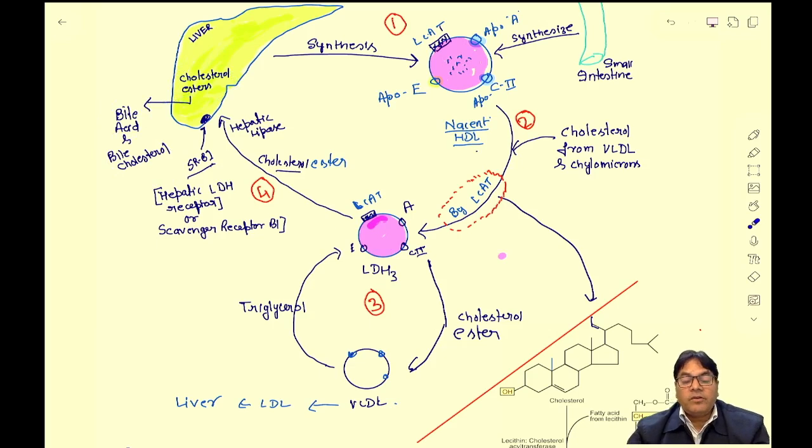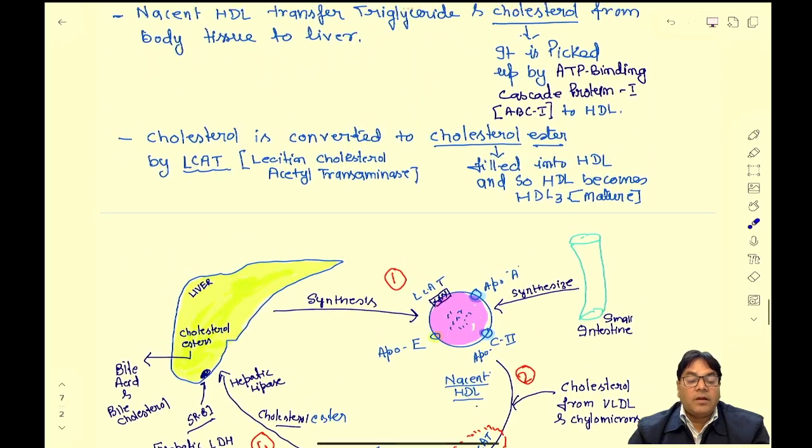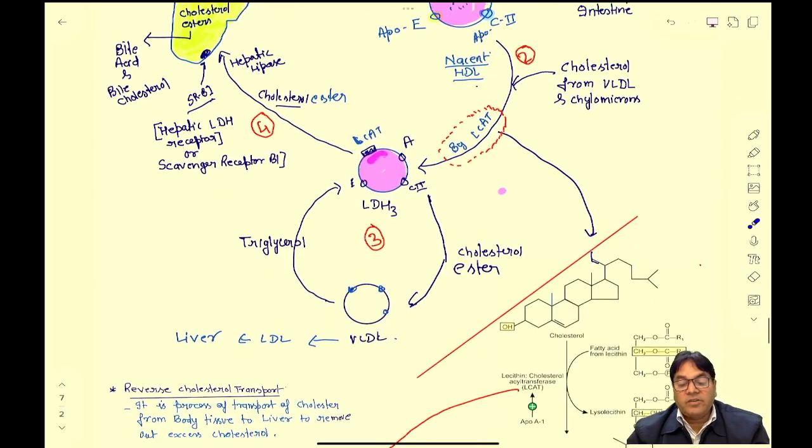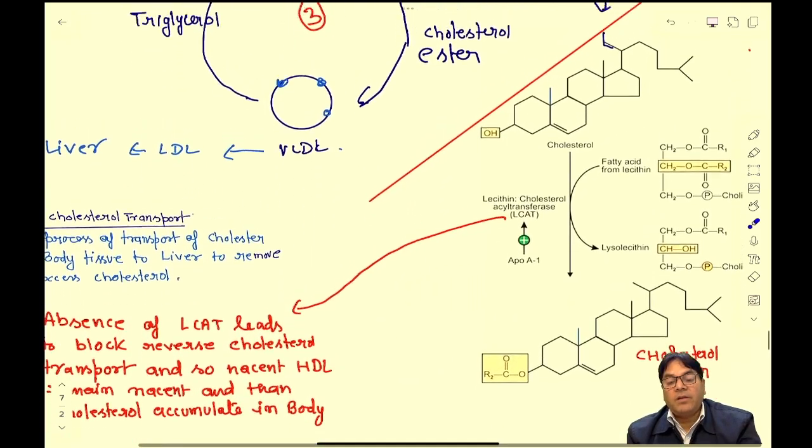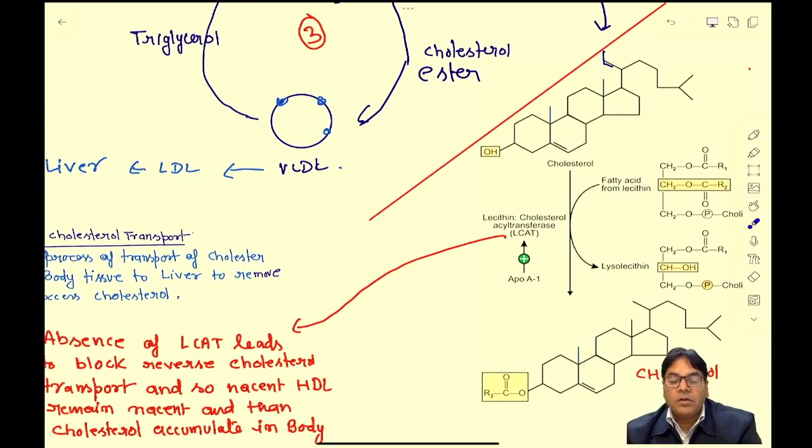All right. So, what is the role of this LCAT? This LCAT is actually lecithin cholesterol acyl transferase. This enzyme, lecithin cholesterol acyl transferase, that is LCAT, catalyzes this function. If you see this diagram here, the cholesterol is converted into cholesterol ester with the help of this enzyme LCAT. The cholesterol is being converted into cholesterol ester.